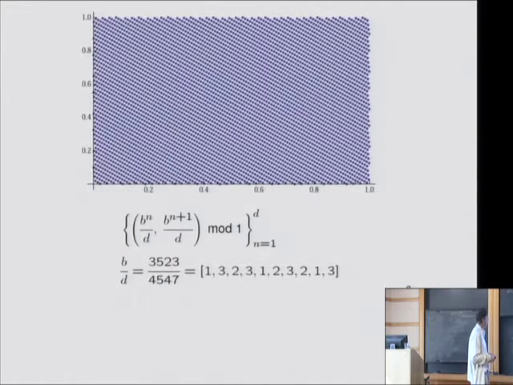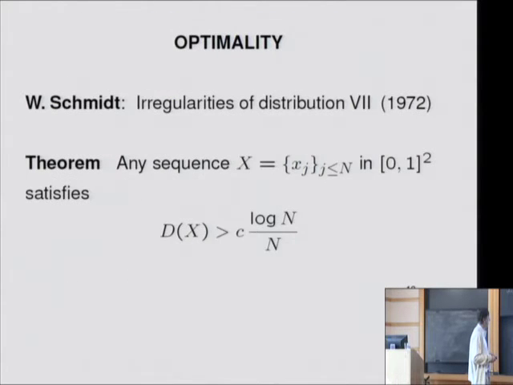There is a result by Schmidt, which has an interesting history also, which will tell you that this is really a two-dimensional phenomenon, or higher dimensional. If I give you any sequence of n points in the square, the discrepancy is going to be at least log n over n.